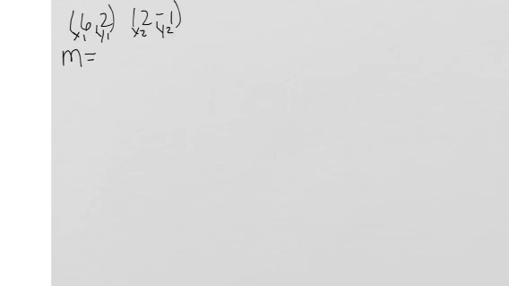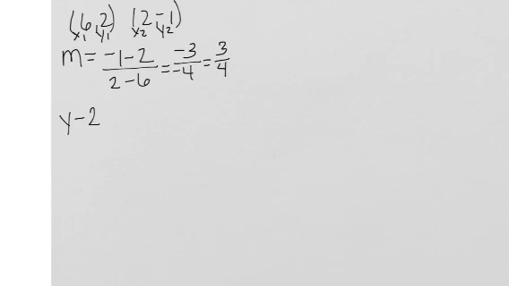To find the slope, I'm going to do y2 minus y1 over x2 minus x1. Negative 1 minus 2 is negative 3. 2 minus 6 is negative 4. This simplifies to 3/4. To find the equation of the line, I can plug in my values to the point-slope form. y minus y1 equals the slope times the sum of x minus x1.